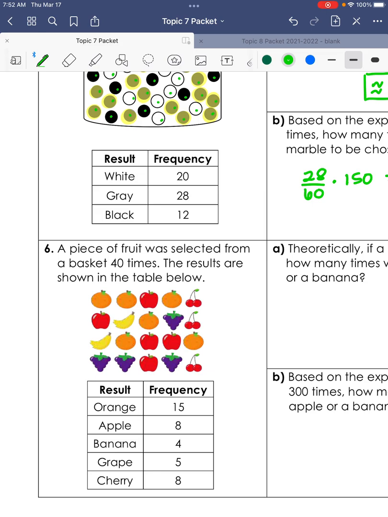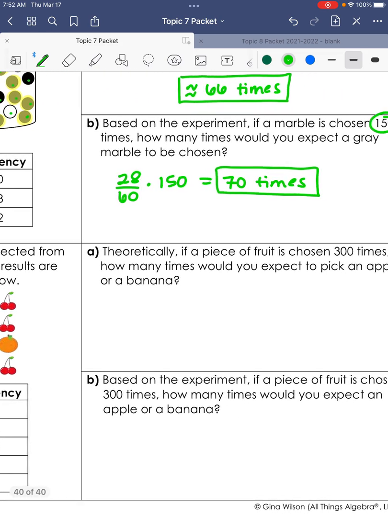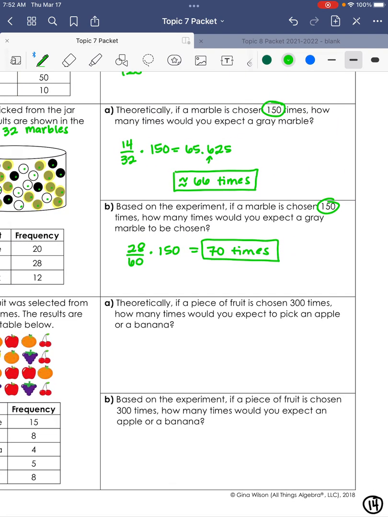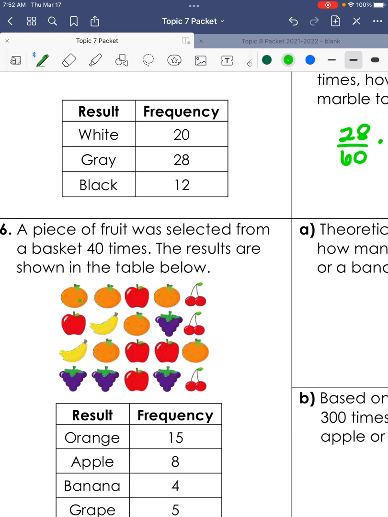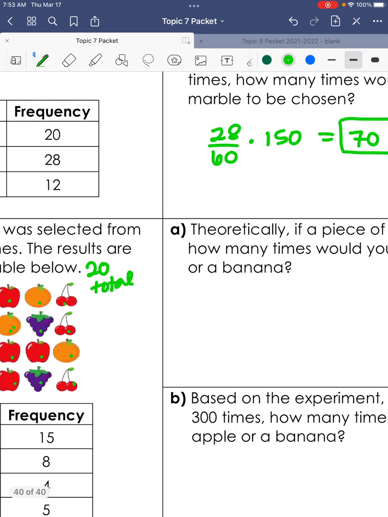A piece of fruit was selected from a basket 40 times. The results are shown in the table below. Okay, theoretically, if a piece of fruit is chosen 300 times, how many times would you expect to pick an apple or a banana? Well, how many total fruits are there? 1, 2, 3, 4, 5, 6, 7, 8, 9, 10, 11, 12, 13, 14, 15, 16, 17, 18, 19, 20. There are 20 total fruits. So that means there are 20 total outcomes. So for my theoretical probability, 20 is my denominator.